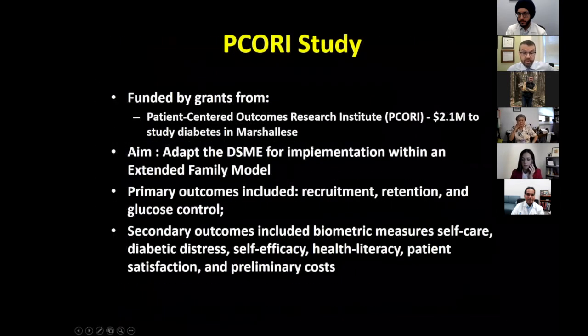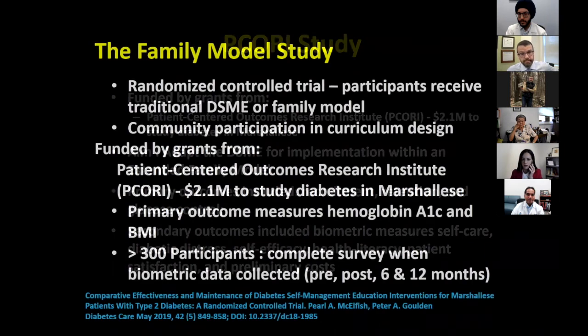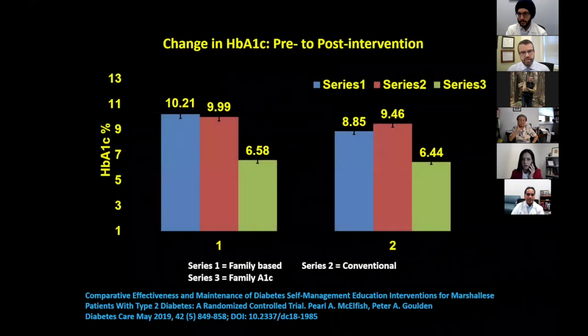And that led to the PCORI study that we did for these individuals, where we were able to support them and did a large trial, over 300 of these individuals, and looked at A1C and many other metrics as well. The grant was from PCORI. We had over 300 participants, and we randomized them to two groups using the standard ADA curriculum or a curriculum that was adjusted to this population based on the family model. And we got the community to help in the design as well.